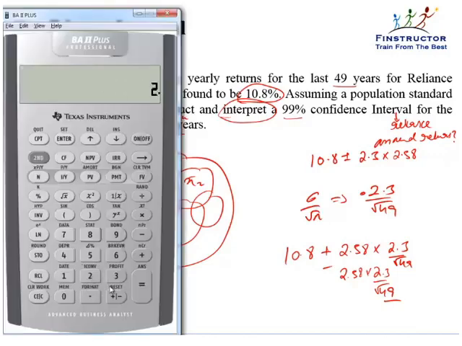So let's calculate. 2.3 divided by 7 multiplied by 2.58. We'll store this in the memory register 1. 10.8, we'll store in the memory register 2, minus recall 1, that is 9.95, and 10.8 plus recall 1 is the 99% confidence. So 99% of the times the value will be in the range of 9.95 to 11.65.